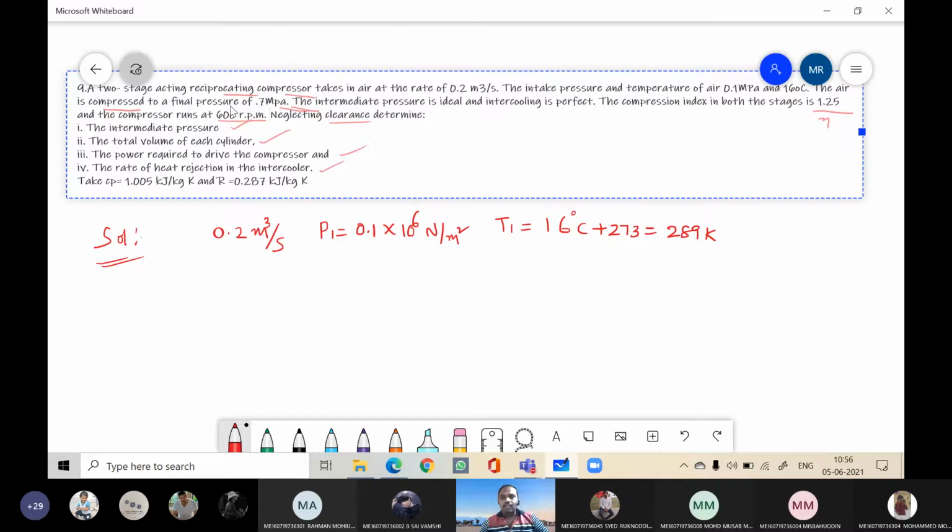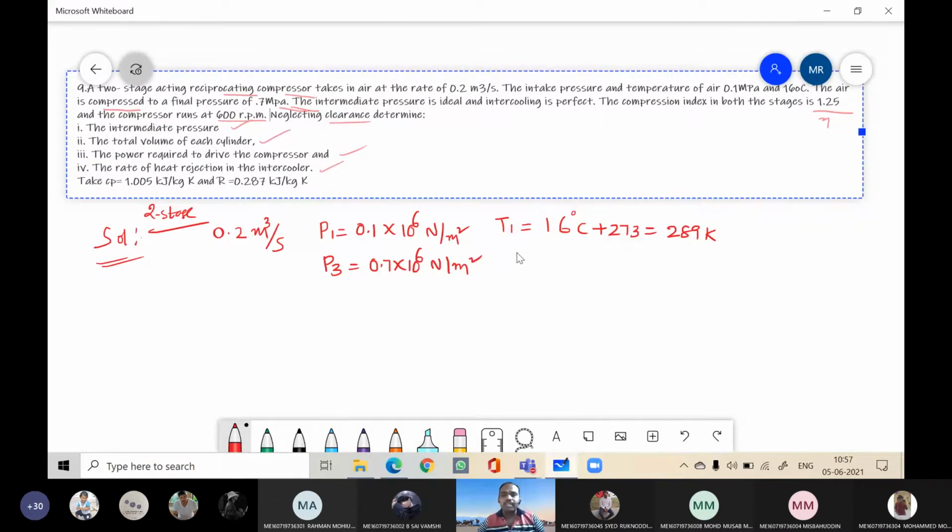And it is compressed to a final pressure. Final pressure, it is two stage, given. Two stage means the final pressure will become P3. P3 is equal to 0.7 megapascal. Mega is 10 power 6. 1 pascal is 1 Newton per meter square.